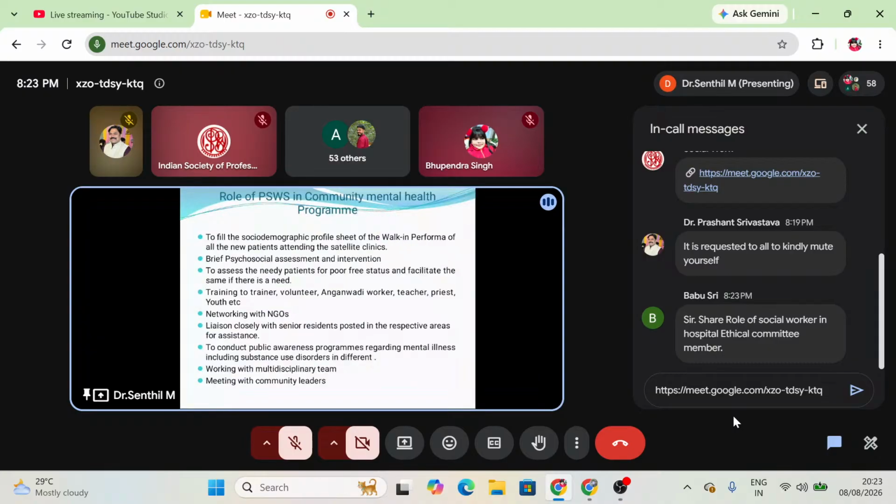So coming to the role of PSWs in community mental health. This is a very important area. Community mental health changes the way mental health services are delivered. Instead of expecting everyone to come to a psychiatric hospital, the services are taken closer to where people live. We are going to the community. We are going to address the patient's problem in the community itself.